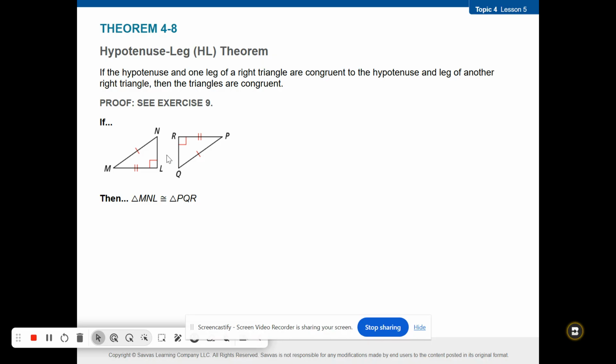And when we say hypotenuse leg, it means they could have done NL and RQ, but MN and QP have to be there, okay? The leg is kind of versatile. You could pick either one. Sometimes you're not going to be able to use HL even with a right triangle. It might be a side angle side, just disguised, okay? But just keep in mind that the hypotenuse is always across from the right angle. Always, always, always, okay?